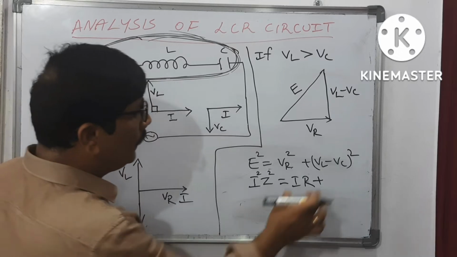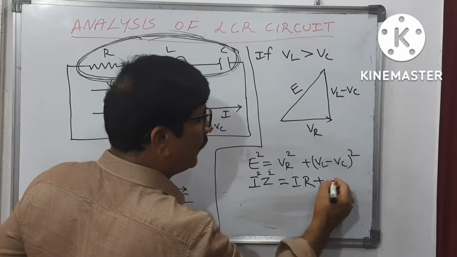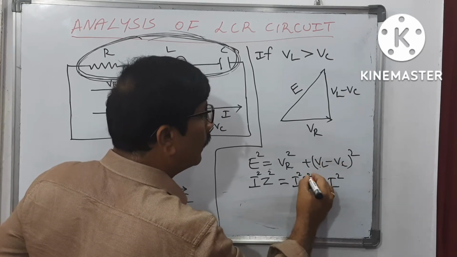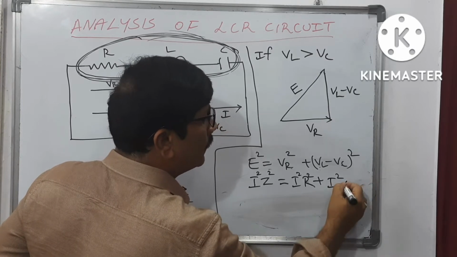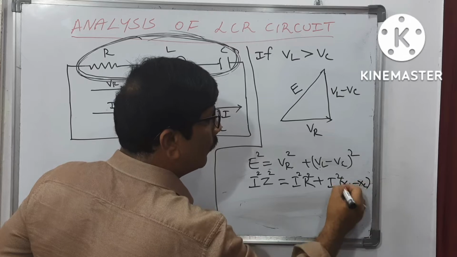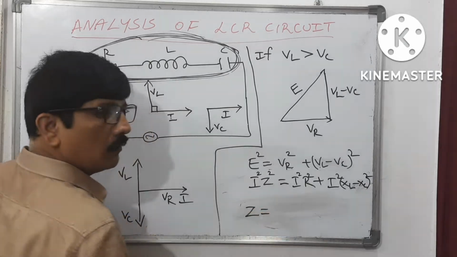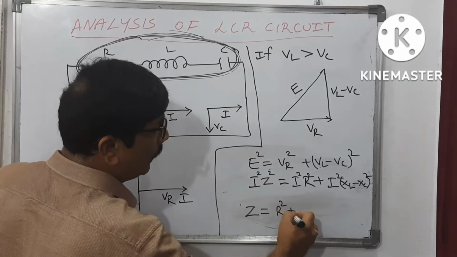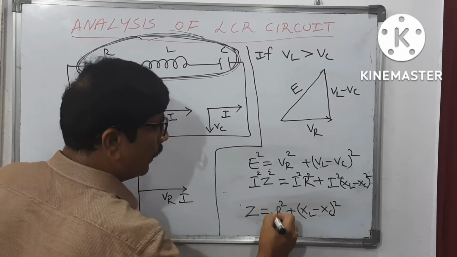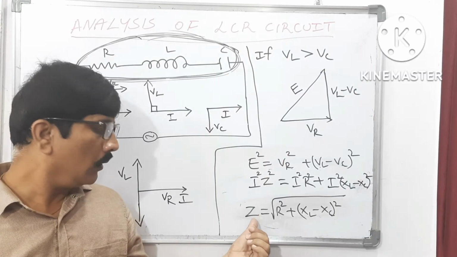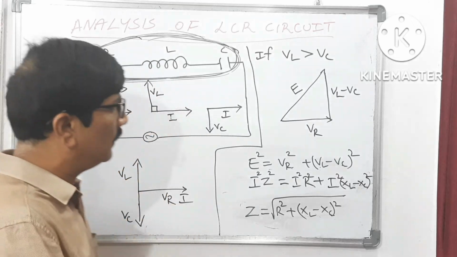Now, here the voltage VL minus VC can be written as I square, XL minus XC whole square. If you take I common, finally you are getting Z is equal to the square root of R square plus XL minus XC whole square. So therefore, the impedance of the circuit is this much. Impedance means opposition offered by these three components together.